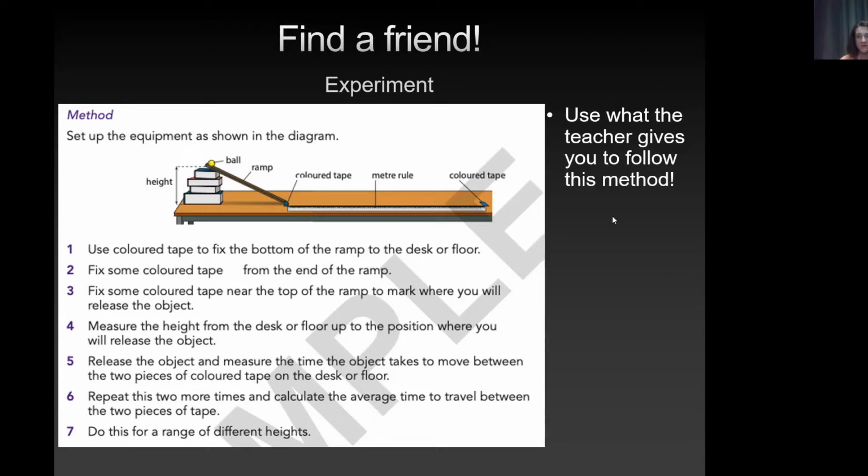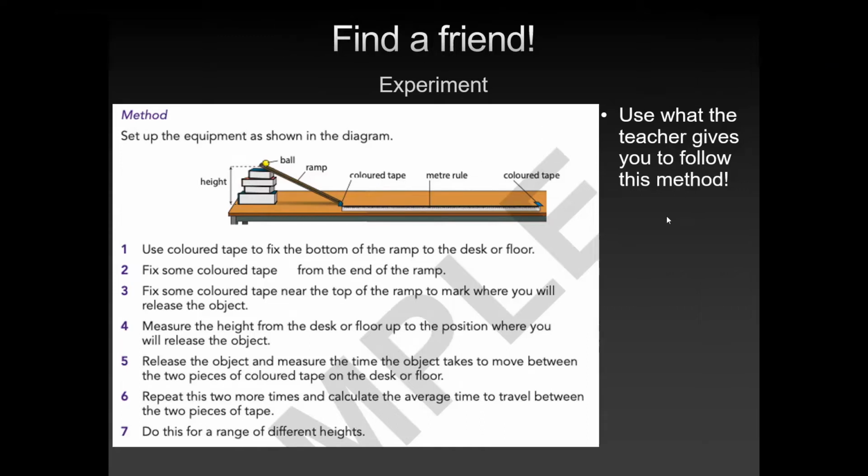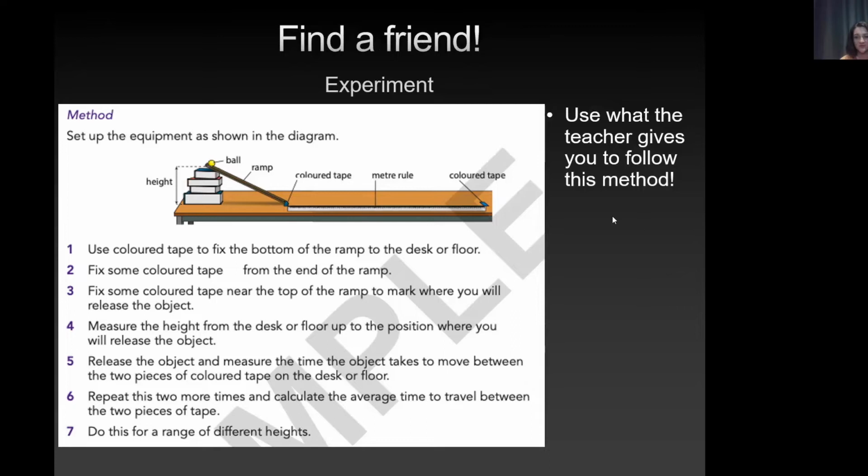Number 6, very important, repeat 2 or more times and calculate the average time traveled between the two pieces of tape. So from number 1, where your speed is 0, to the last point where your time is stopped. And then do this for a range of different heights. I'm only going to do one stack, but at home you can change the stacks of books so that you can see what the difference is in speed as you do your experiment, right?